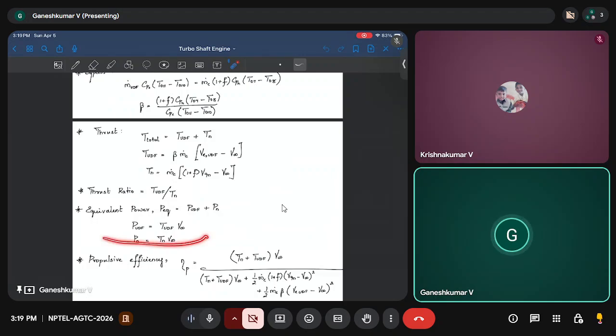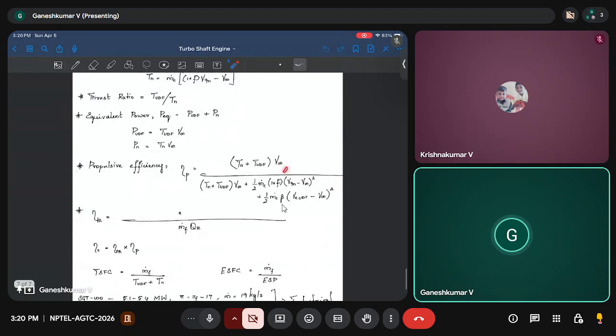And since this is also kind of a prop engine, we can also check how the power characteristics are. So the equivalent power is going to be the power through the unducted fan and the power through the nozzle. Which is simple: you take the thrust multiplied by the velocity of the aircraft, which is flying at V. The same goes for the nozzle. And finally, the propulsive efficiency is nothing but the total power, or the equivalent power.